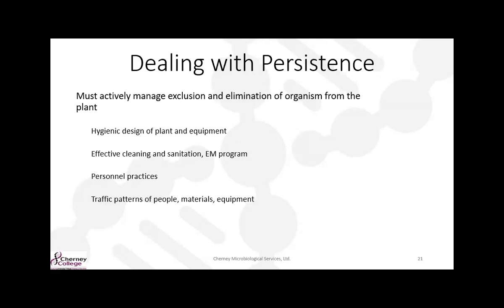So jumping back in, dealing with persistence here, you're going to want to make sure you have a hygienic design of your plant and your equipment. You'll have effective cleaning and sanitation, like I said, an effective environmental monitoring program cannot be understated. It is extremely important. You want to make sure that your personnel are practicing good hygienic practices. And then you'll want to control the traffic patterns of people, materials, and equipment throughout your plant.